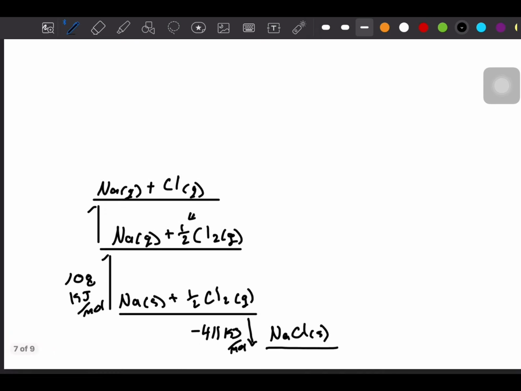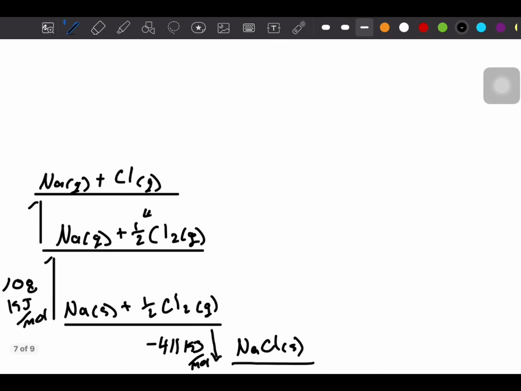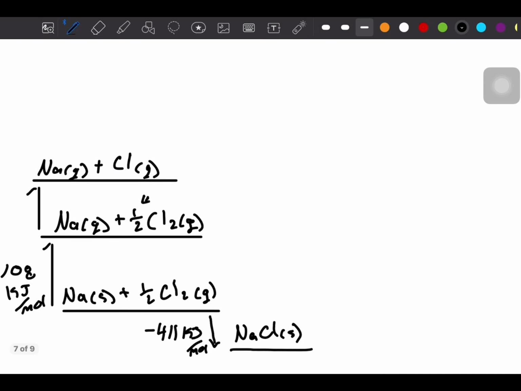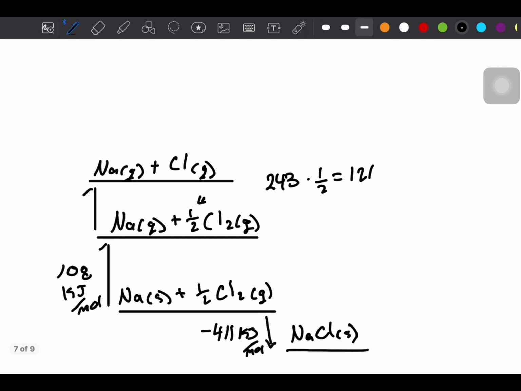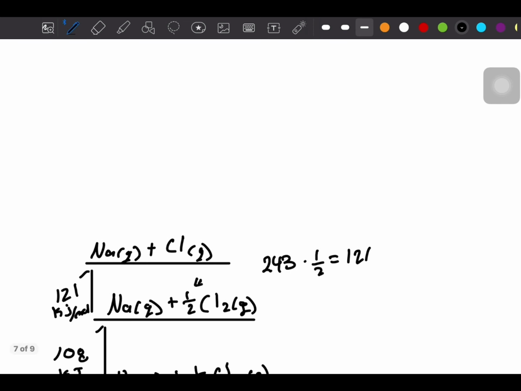However, this 1/2 impacts this number. So this 243 that we saw before is going to multiply by 1/2. This gives us 121 kilojoules per mole of energy to break Cl2 into Cl. So that is atomization of chlorine.